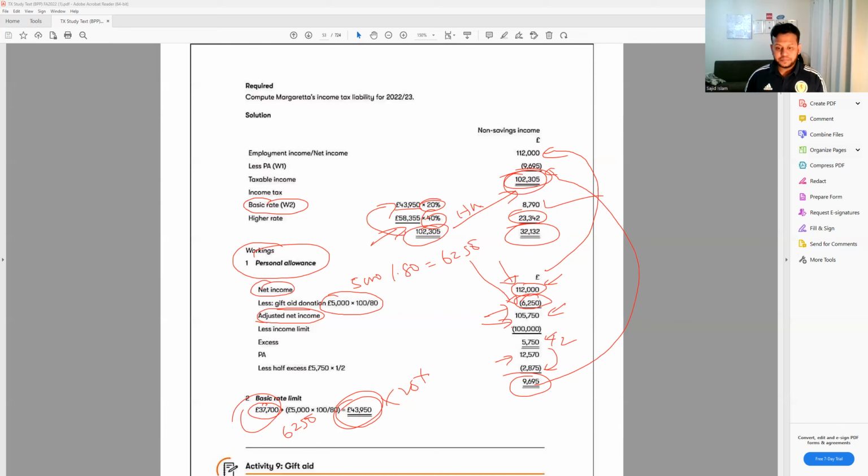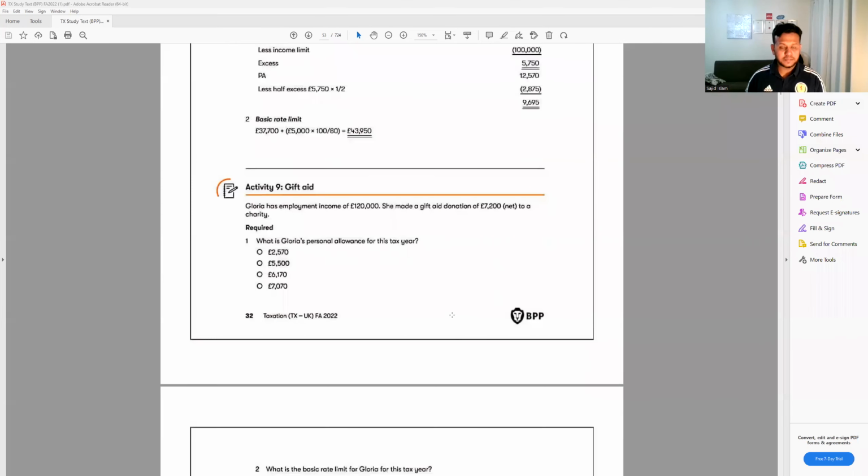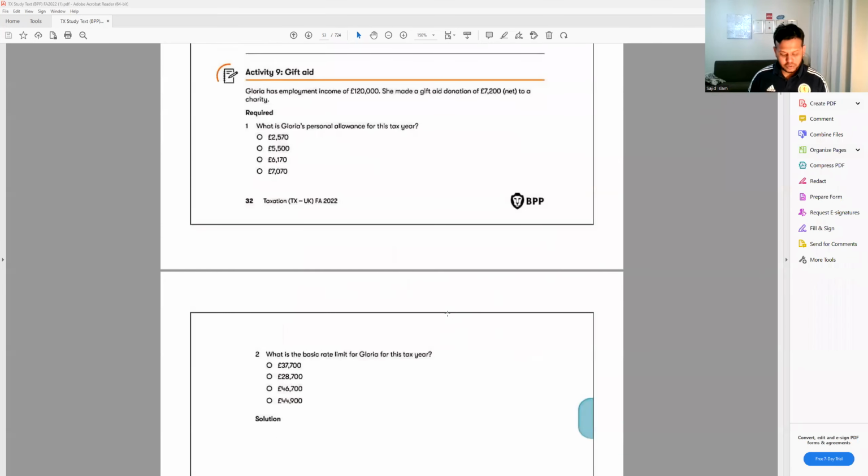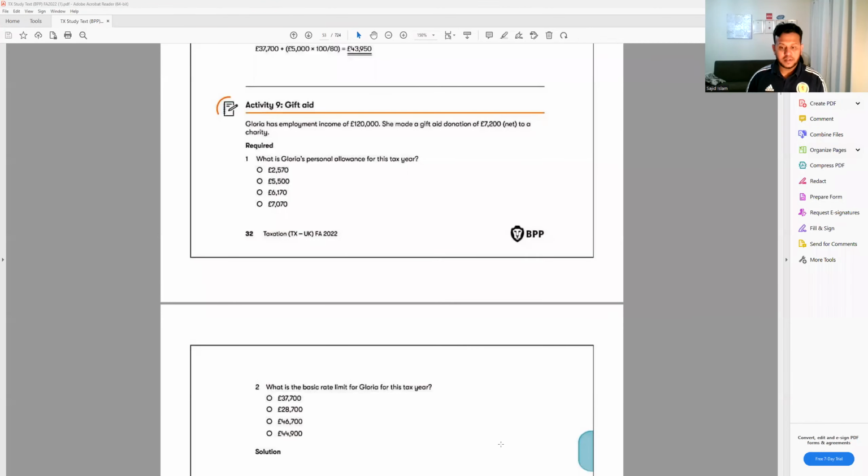All right, so this is it. Let's try one more question from activity 9. Let's see what we have here. All right, so we have a gifted donation. The question says, Gloria has employment income of 120,000. She made a gifted donation of 7,200.